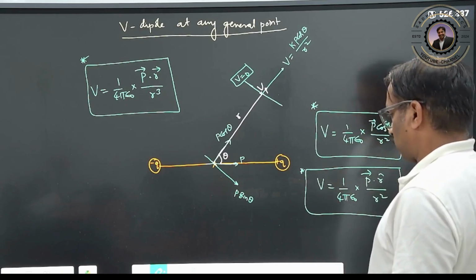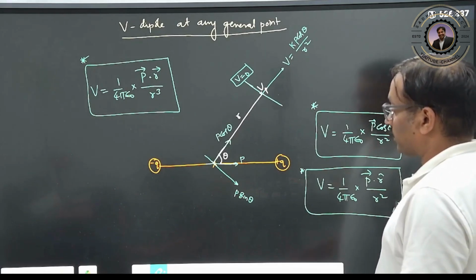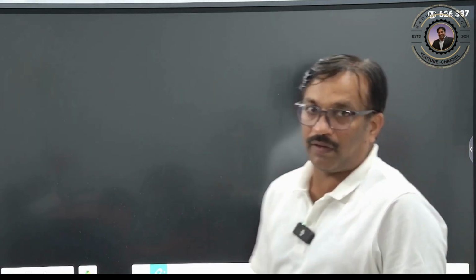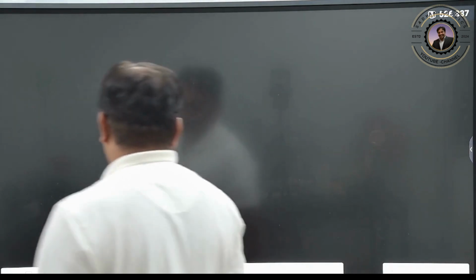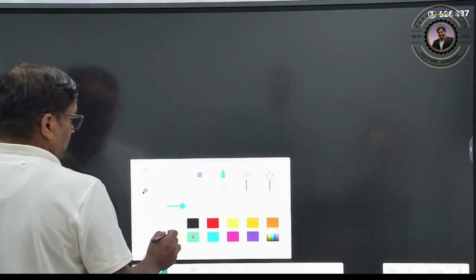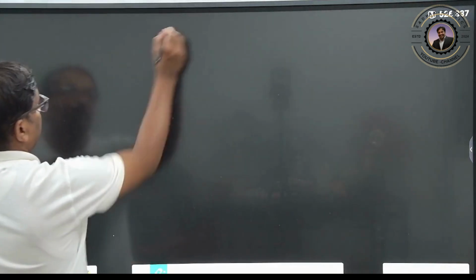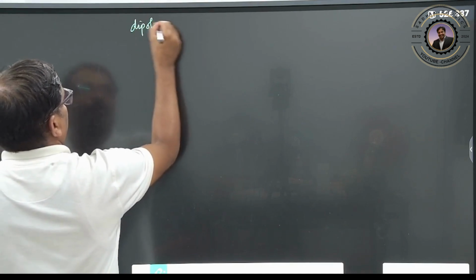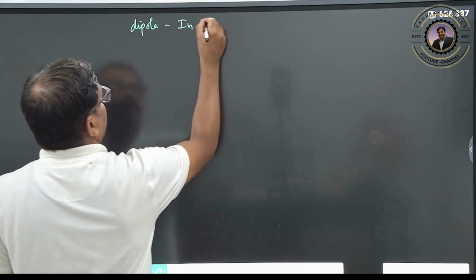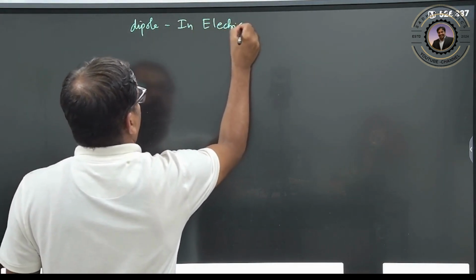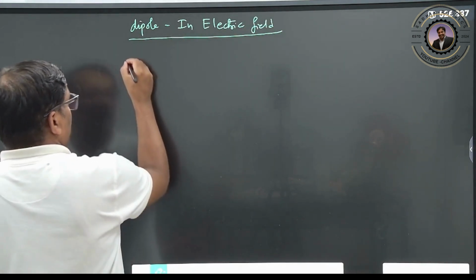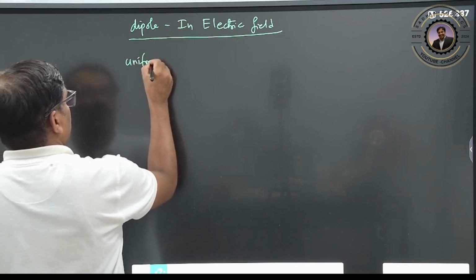Now we calculated the potential and electric field. Now we will see what will happen if you keep the dipole in an electric field. So let us see now: dipole in electric field. First of all, I will take a uniform electric field.